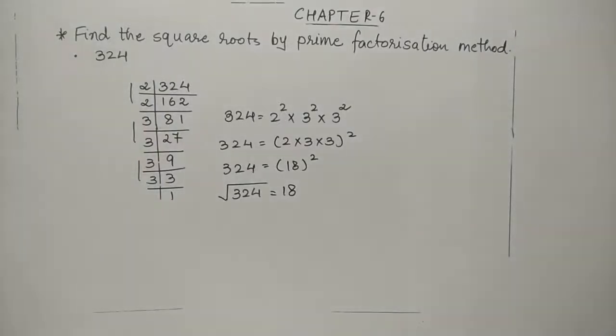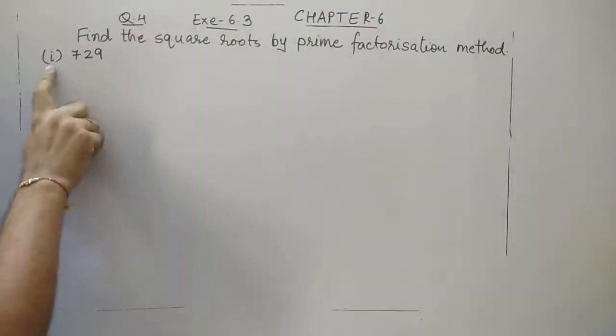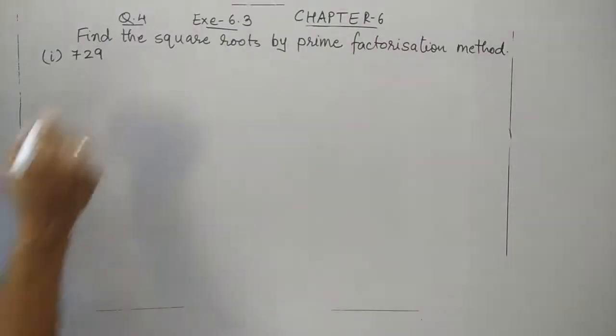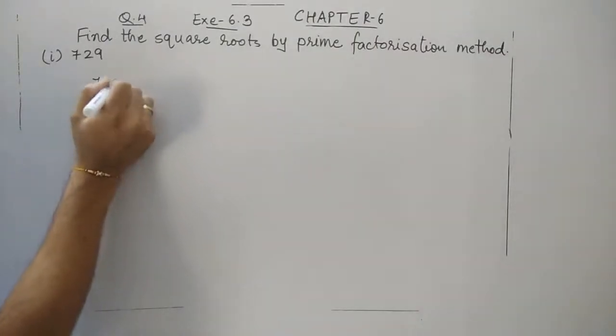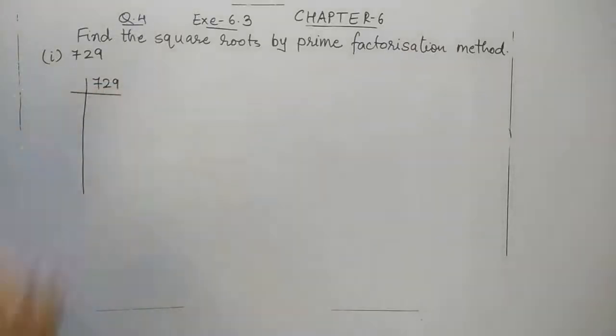So let us continue with question number 4, to find out the square root using the prime factorization method. So let's see the first question, the first number we'll do. We have to find out the square root using the prime factorization method of 729. As you can see the unit digit is 9, so obviously it is not divisible by 2.